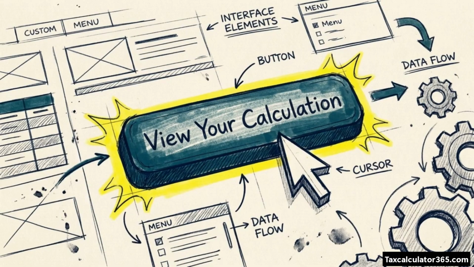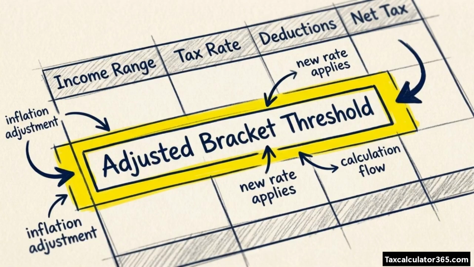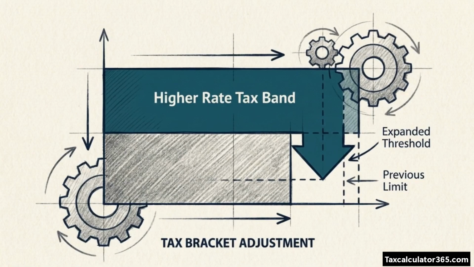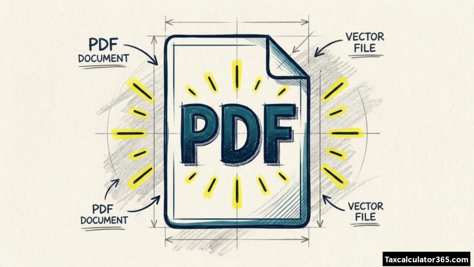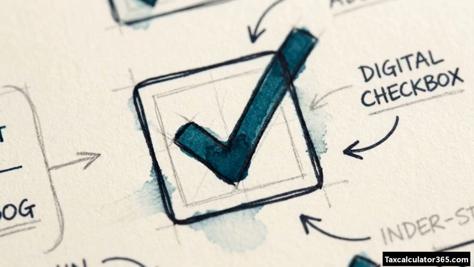Before submitting, go to the View Your Calculation page to verify that the relief has been applied. Check for a line item that says your basic rate limit has been increased by your pension contribution. This confirms the relief has been processed and your tax bands have been adjusted. Download a PDF of this calculation for your financial records. Tick the legal declaration and hit Submit.